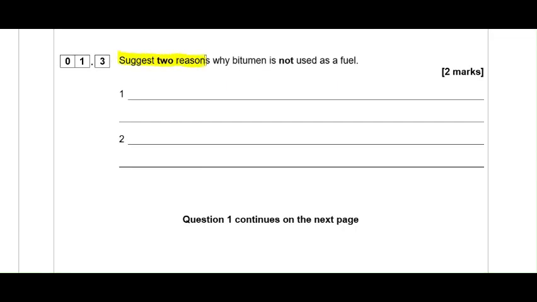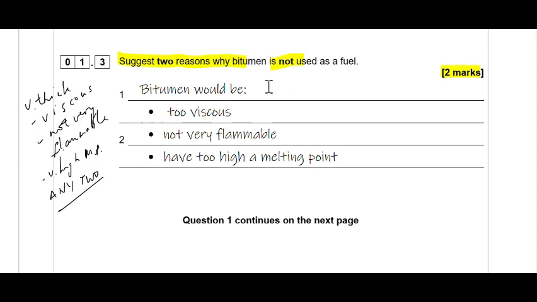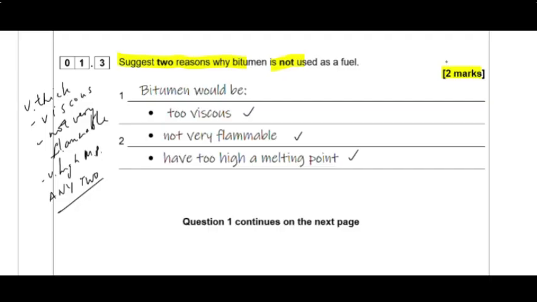1.3. Suggest 2 reasons why bitumen is not used as a fuel, and this is for 2 marks. Let's jot down some notes here. What do we know about bitumen? Well, we know it's extremely thick, or we might in science terms call it viscous, very viscous. We should also recall that it's not very flammable either. It doesn't set fire easily, and it has a very, very high melting and boiling point. Now, these are qualities that you don't want in a fuel. You want the exact opposite. So to get 2 marks, any 2 for 2 marks: bitumen would be too viscous, not very flammable, have too high a melting point.